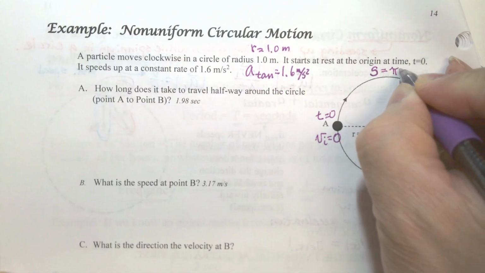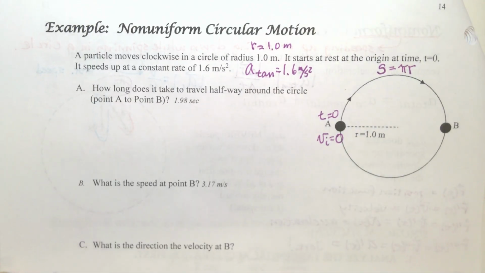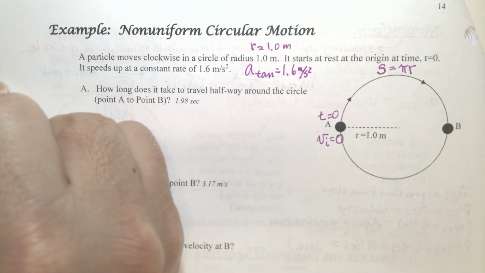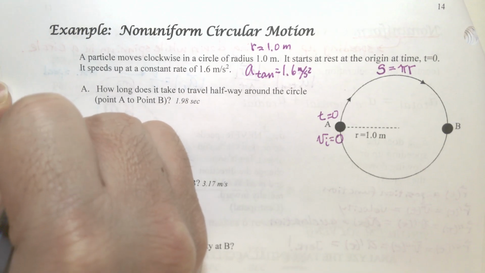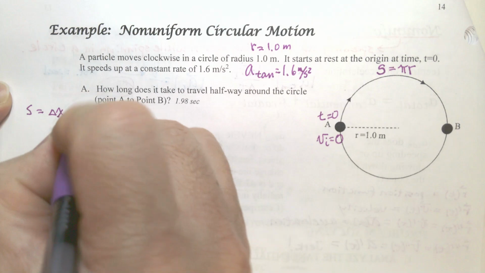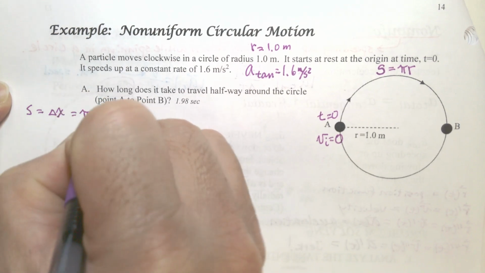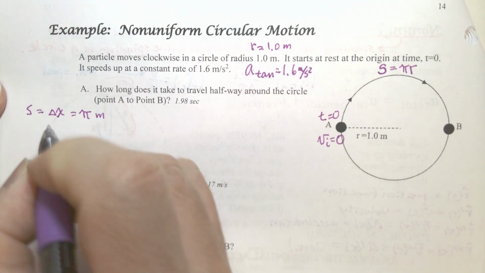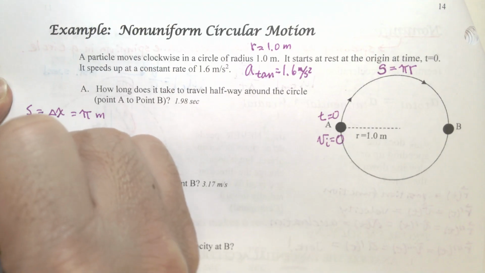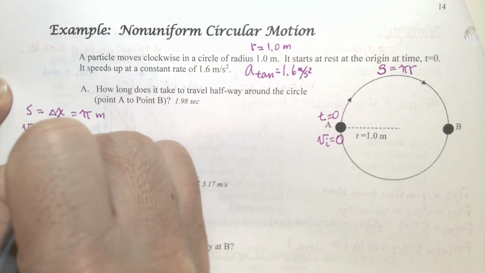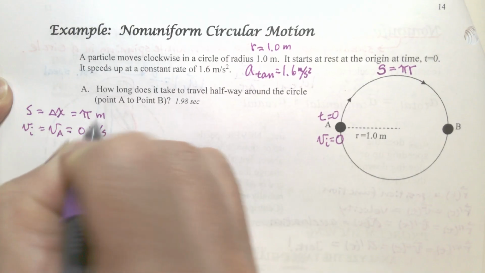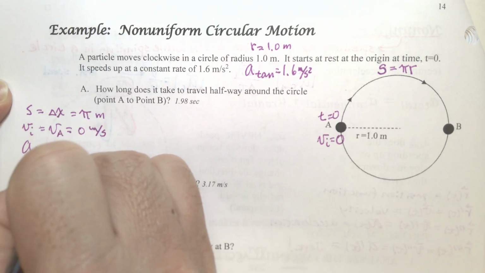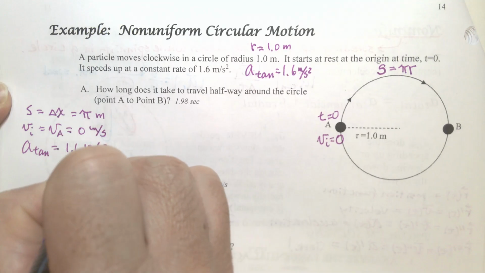Pi r. But what's my r? 1. So we know a lot of things here. We know S is equal to simply delta x, because we're going to cut it open and flatten it out. That is simply pi times 1 meter, so it's pi meters. We also know that initial velocity Vi at point A is equal to 0 meters per second. We also know A tangential, which is equal to 1.6 meters per second squared.